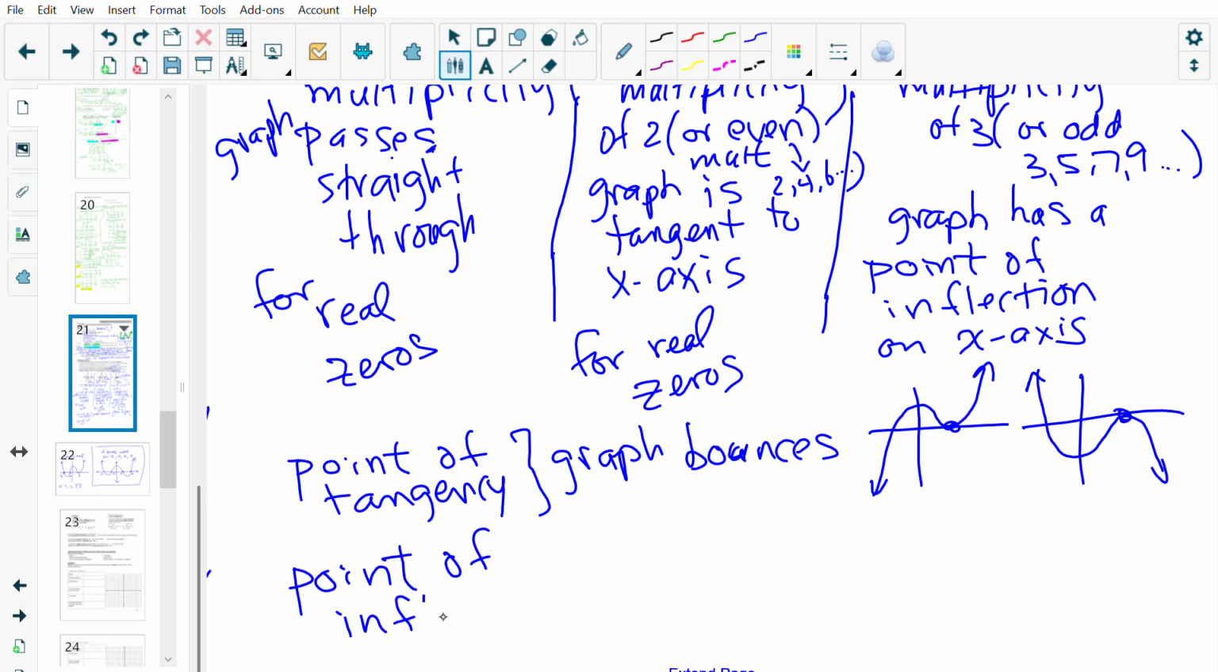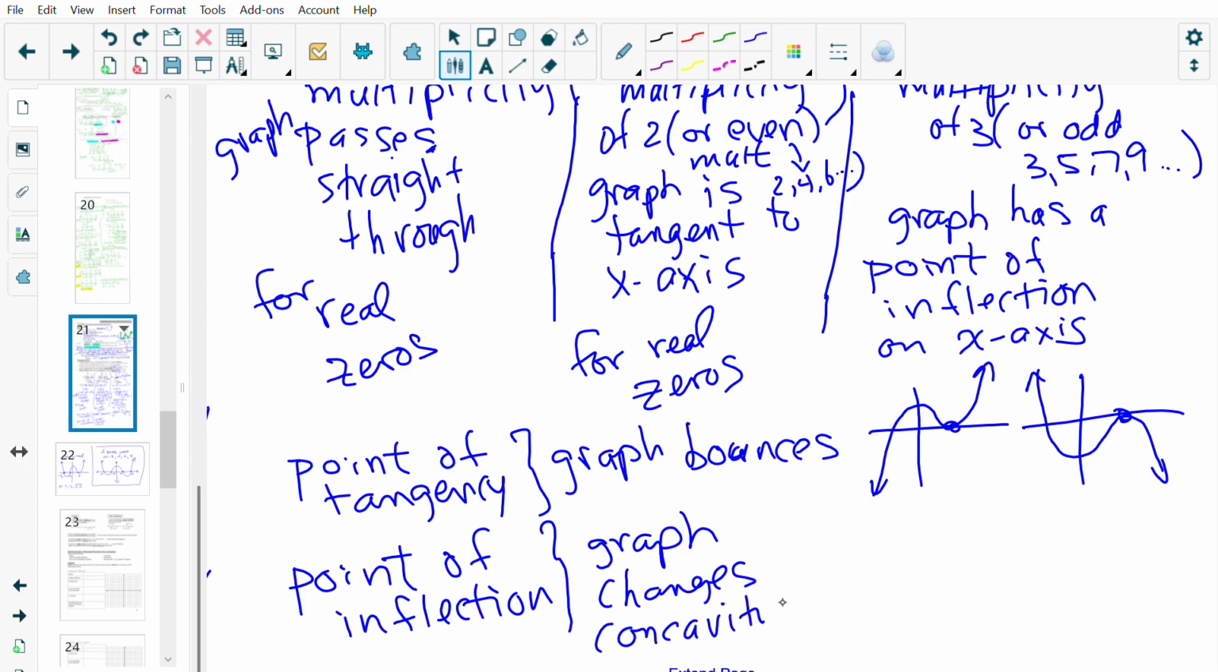Point of inflection is when it changes from concave up to down or concave down to up. So I'll explain this with a nicer looking graph in the next page. The graph changes, and I'll define concavity.